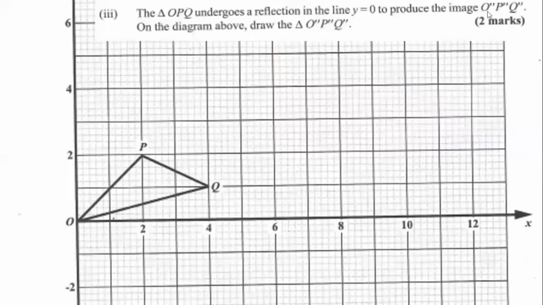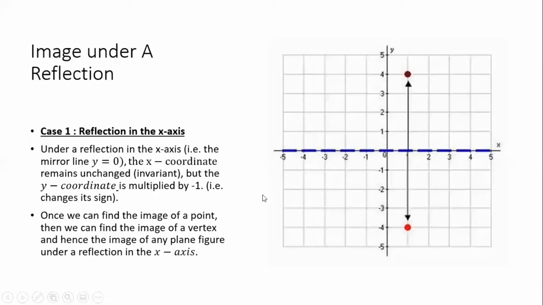Part 3 now says triangle OPQ undergoes a reflection in the line y equals 0 to produce the image O prime P prime Q prime on the diagram below. So they're asking us to draw this new triangle. So OPQ undergoes a reflection in the line y equals 0. And what this is saying is, if you look at it, the line y equals 0 is basically us reflecting the triangle in the x-axis.